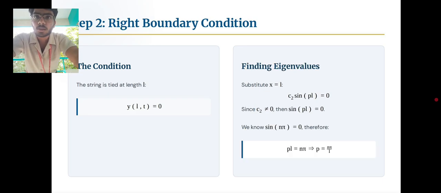Then substitute x equal to L into the remaining sine term. This gives us c2 sin pL equal to 0. Since c2 cannot be 0, sin pL must be 0. Mathematically, p would be equal to n pi by L.